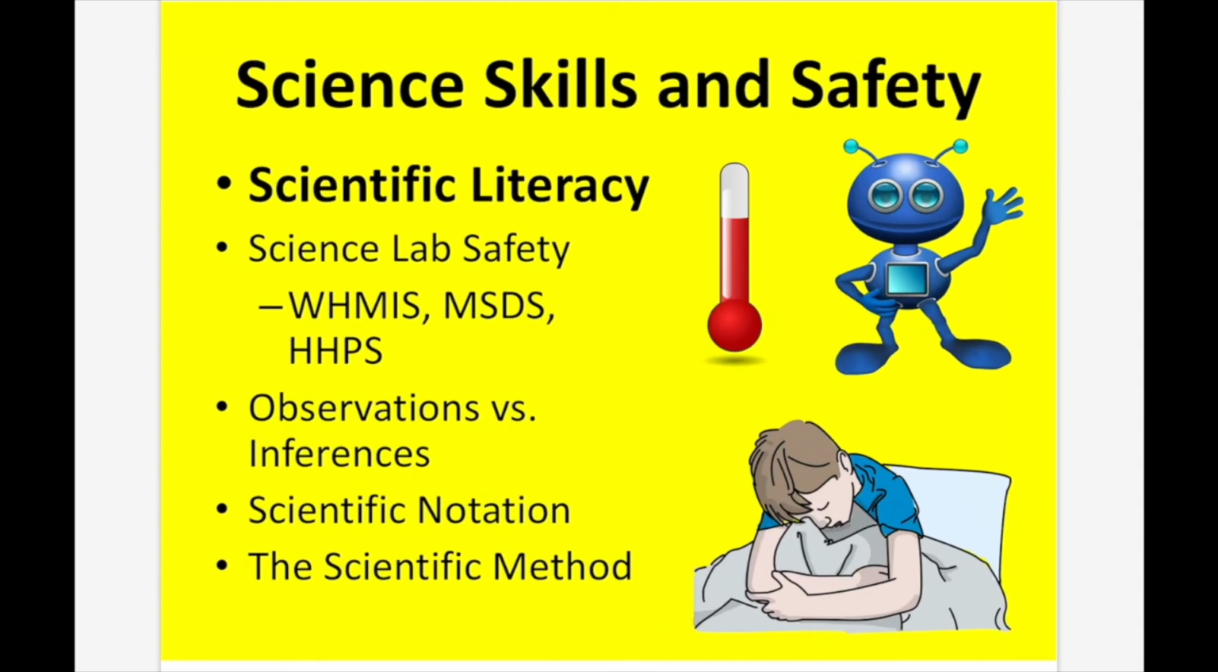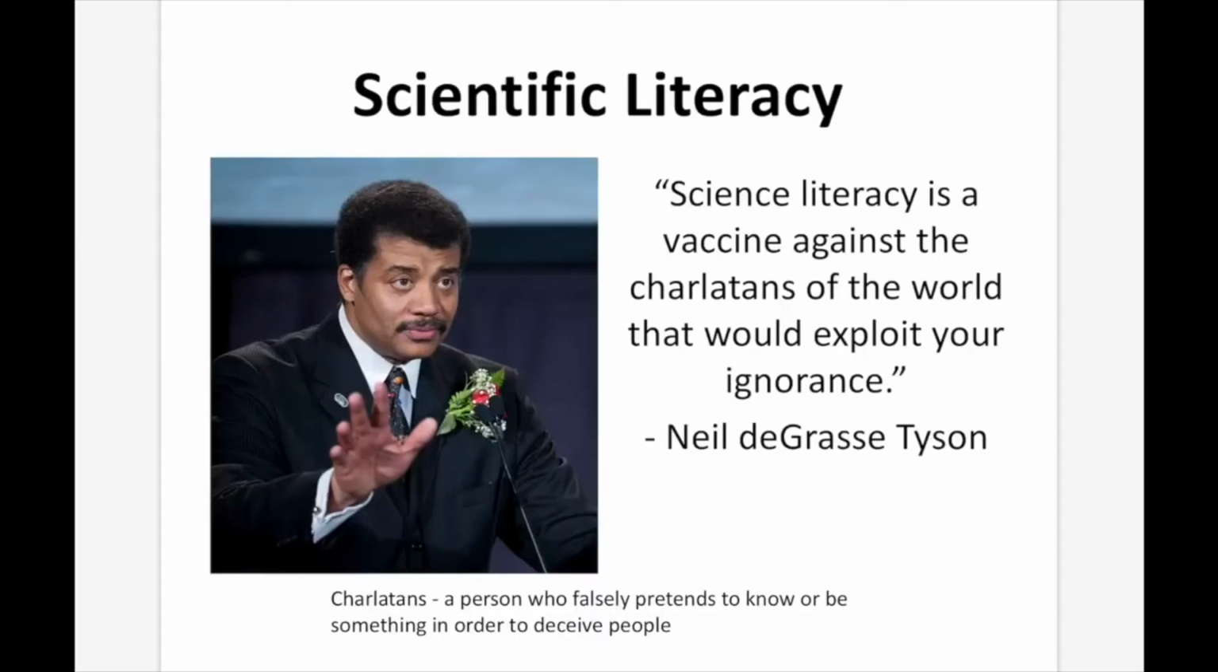Science skills and safety. Scientific literacy. What is scientific literacy? Scientific literacy is a vaccine against the charlatans of the world that would exploit your ignorance. This is by Neil deGrasse Tyson. A charlatan is a person who falsely pretends to know or be something in order to deceive people.